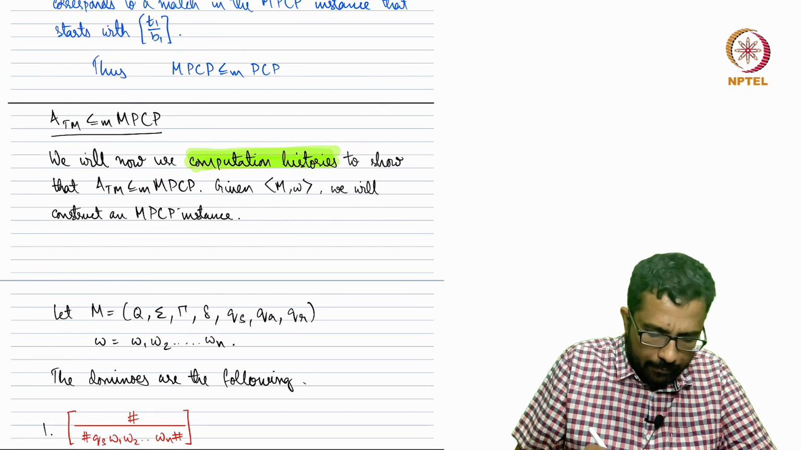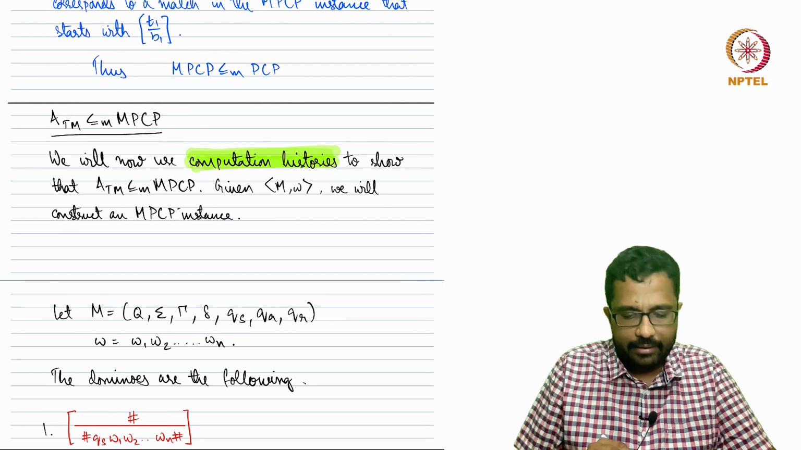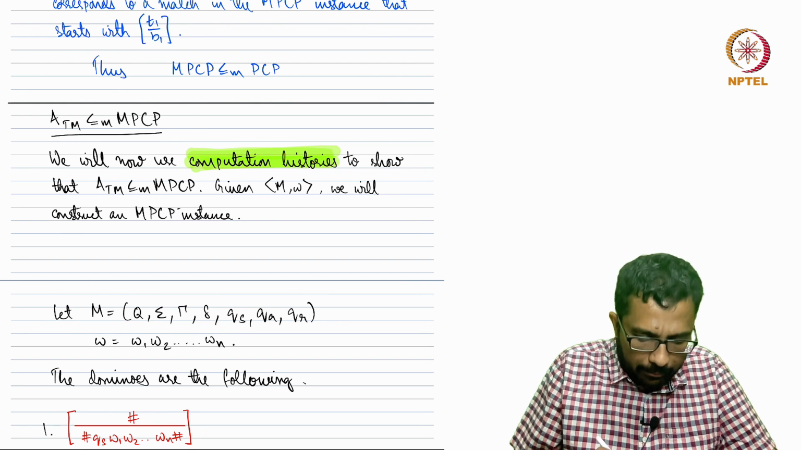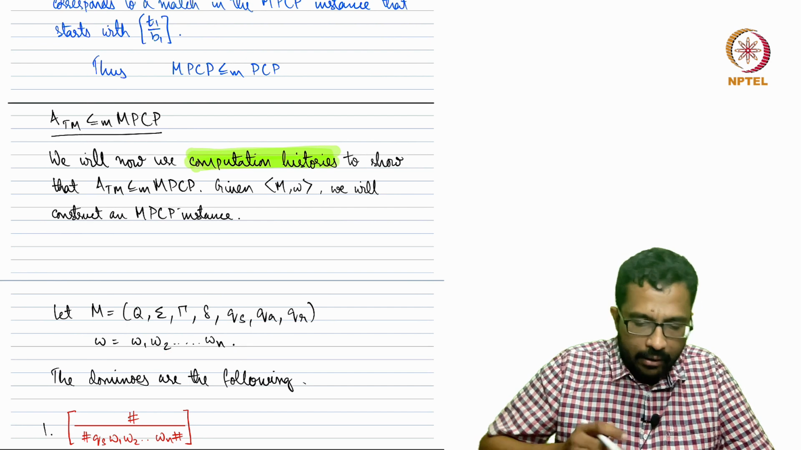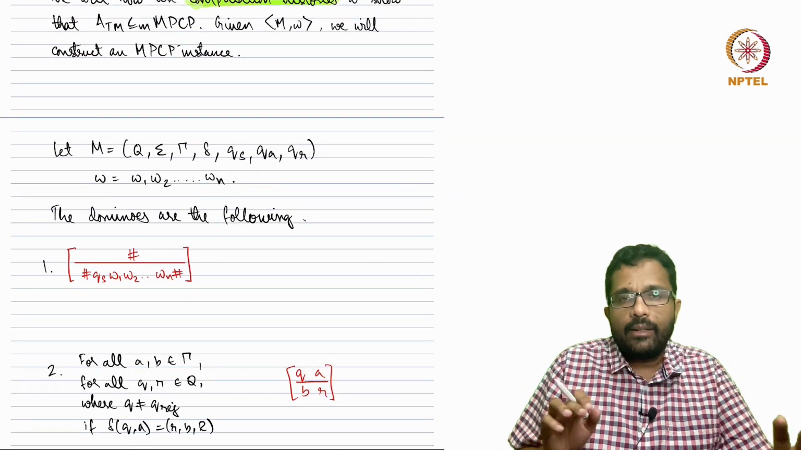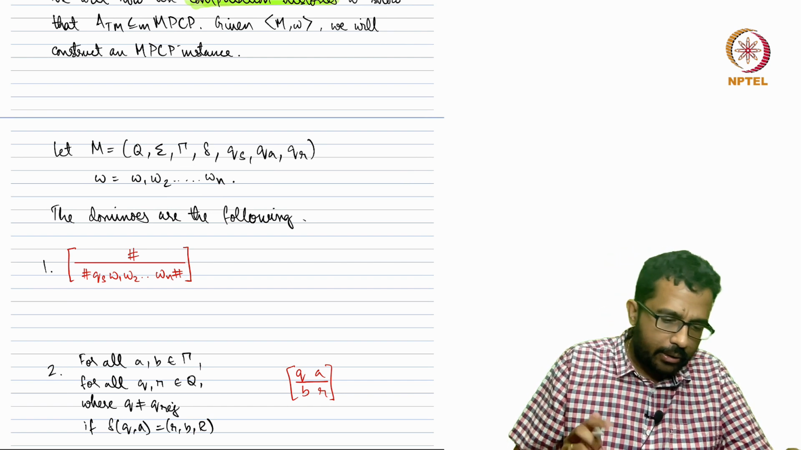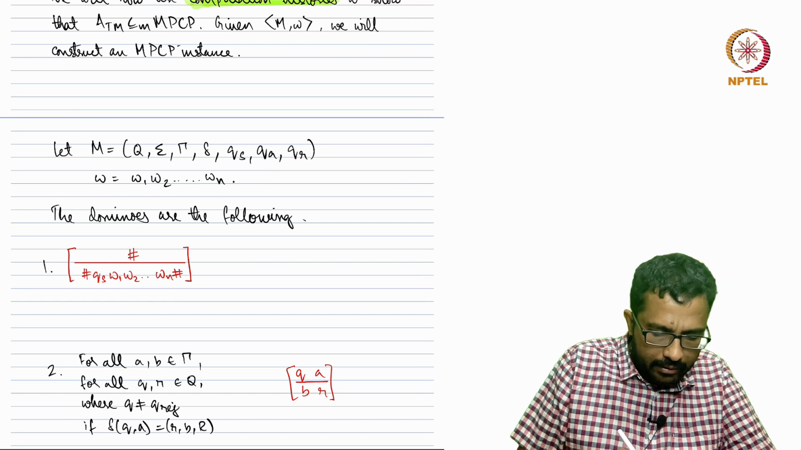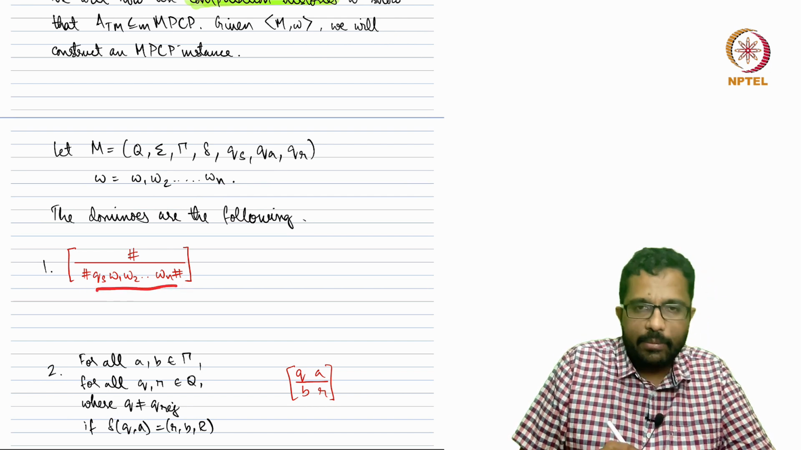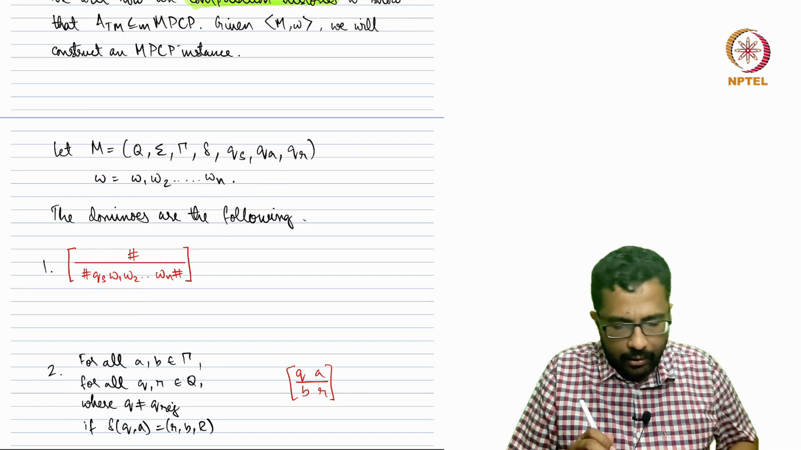So let M be defined as Q, sigma, delta, gamma, and so on, right? That is a standard Turing machine. And let the string W be written as W1, W2 up to Wn, the individual symbols, right? Now I am going to describe the MPCP instance. The first domino is, the top is just a hash, and the bottom is a hash, followed by this thing in between. And what is this thing? Q_S W1 W2 up to Wn.